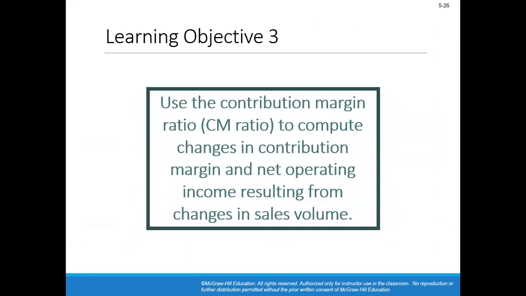Okay. The final learning objective for today's class is using the contribution margin to compute changes in contribution margin and the net operating income or profit for the reason of changes in the sales volume. So before looking at this learning objective, let me ask you a situation. Take a blank slide.